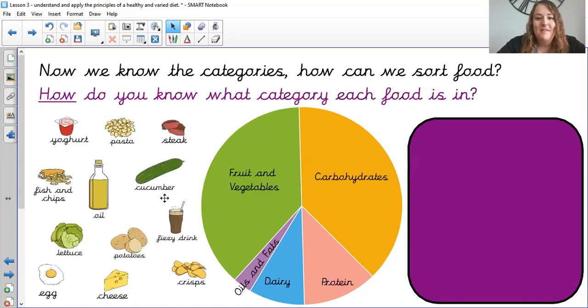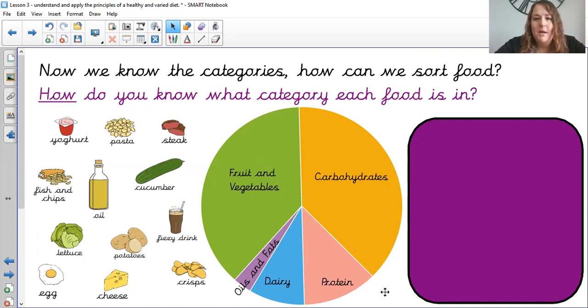Okay, so I've put on these for you our fruit and vegetables at the top and our carbohydrates. That should be a third of our plate each time we eat. So you should have a third fruit and veg and a third carbs. And then the other third is split up into 3 different categories. We have oils and fats in the purple, so quite a small box there. Then our dairy, and then finally our protein.